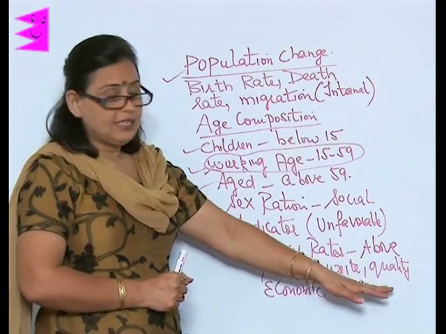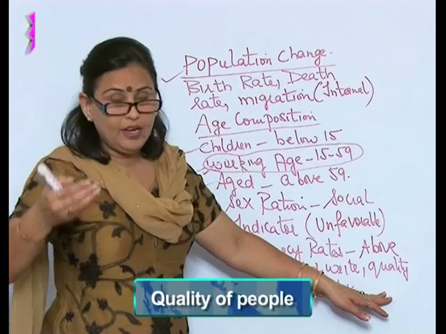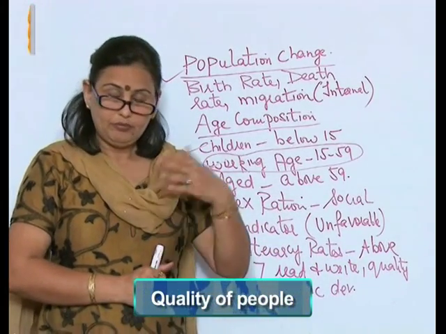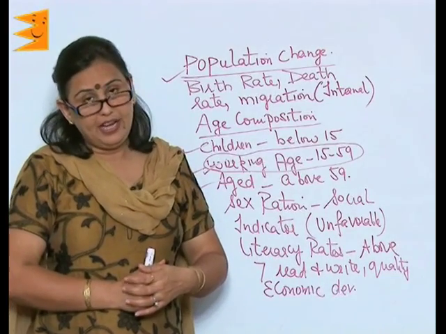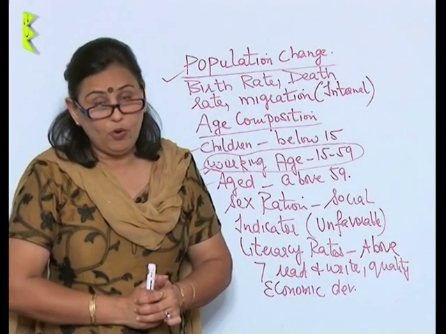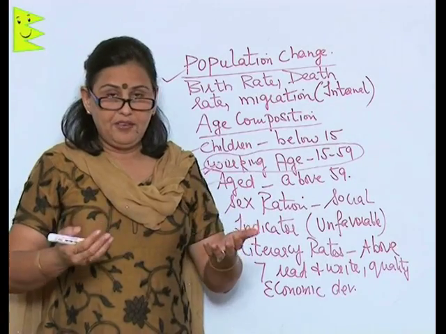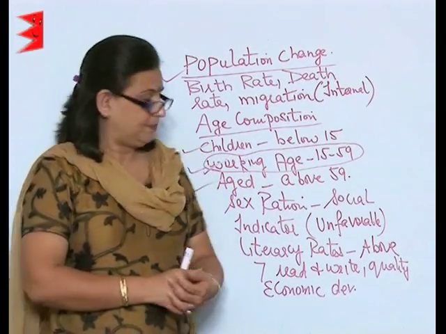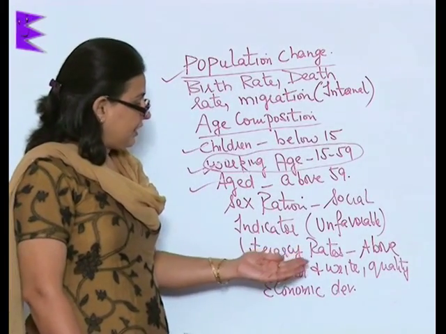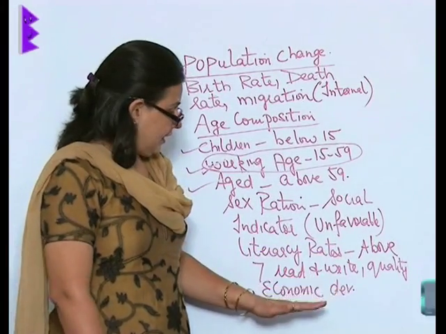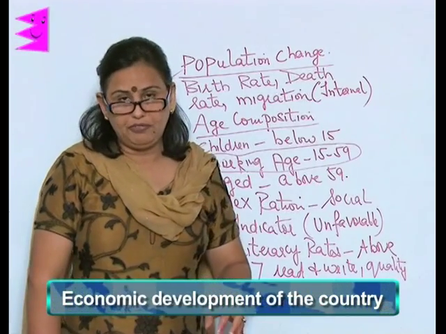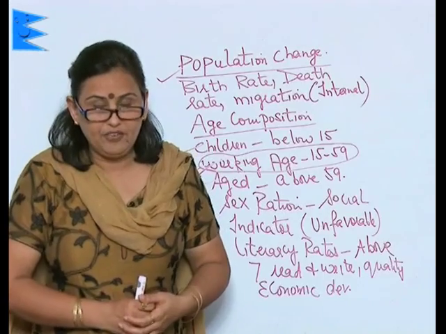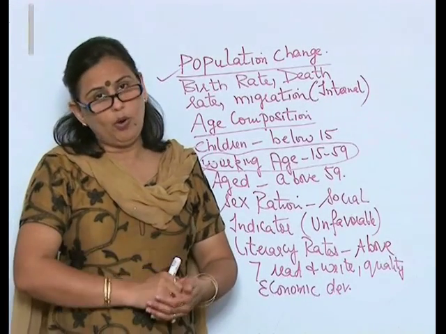The first is about the quality of the people living in the country. If they are literate, then naturally the people will be of better quality. If they are illiterate, they are naturally down in skills and in knowledge. Then the literacy rate also determines the economic development of the country. Literate people, more development. Illiterate people means lower development.